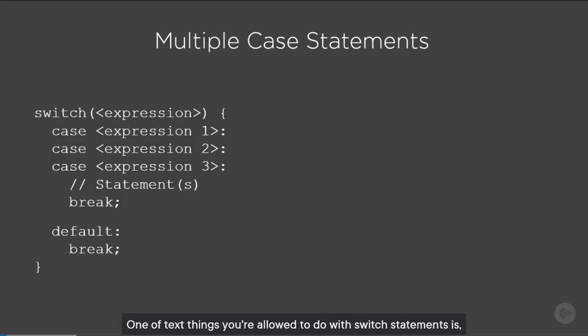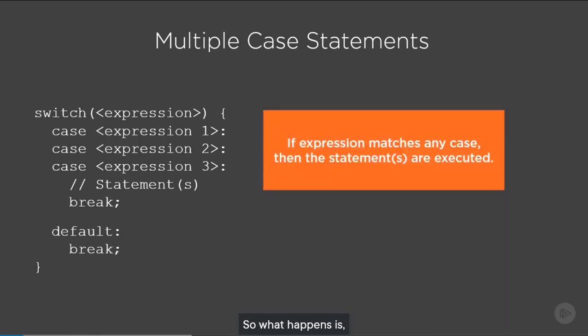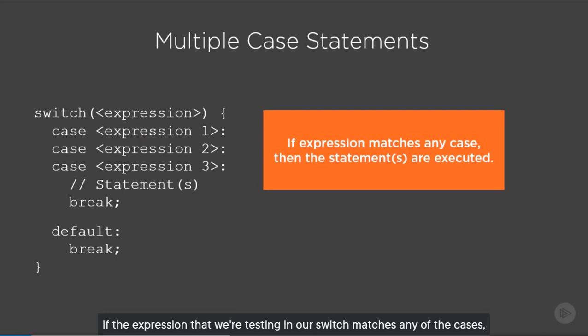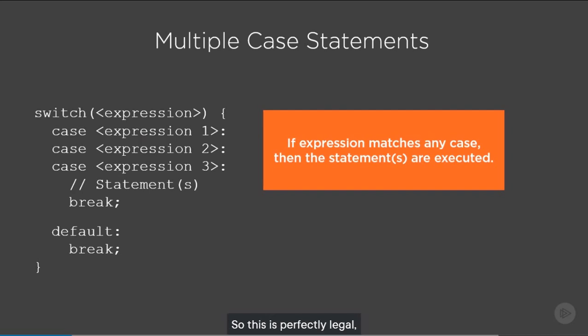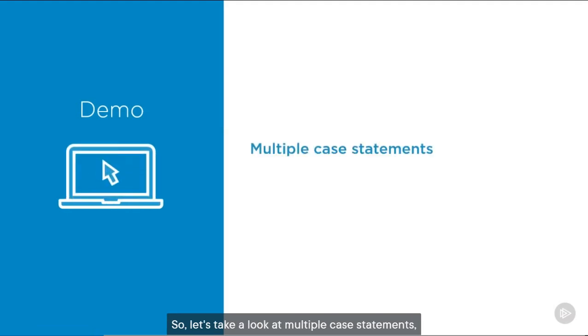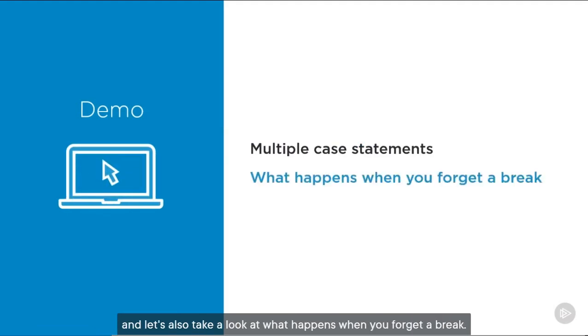One of the things you're allowed to do with switch statements is have multiple case statements. So if the expression that we're testing in our switch matches any of the cases, it'll fall through and execute the statement or statements, and then we hit the break. So then it would break out of the switch. This is perfectly legal, and we do this when we want to match up an expression on many different cases. So let's take a look at multiple case statements, and let's also take a look at what happens when you forget a break.